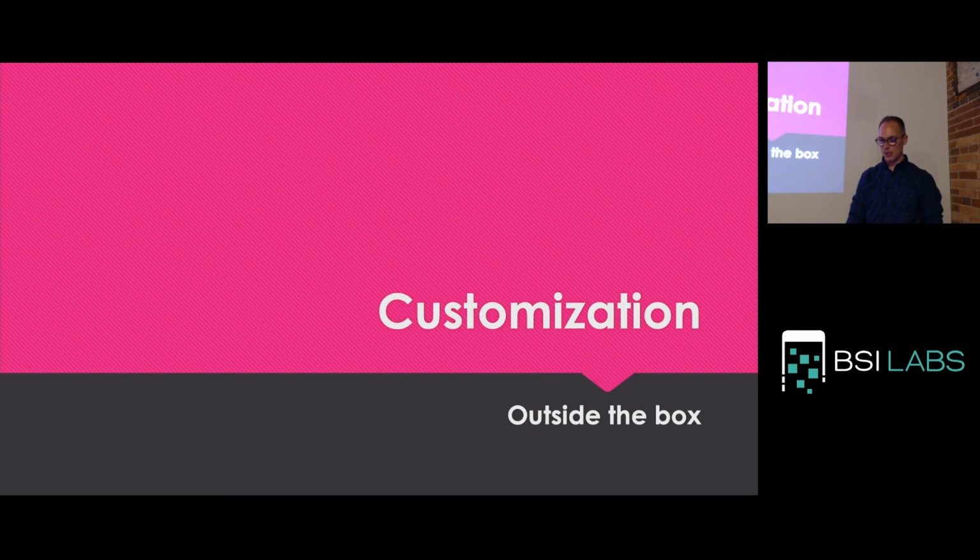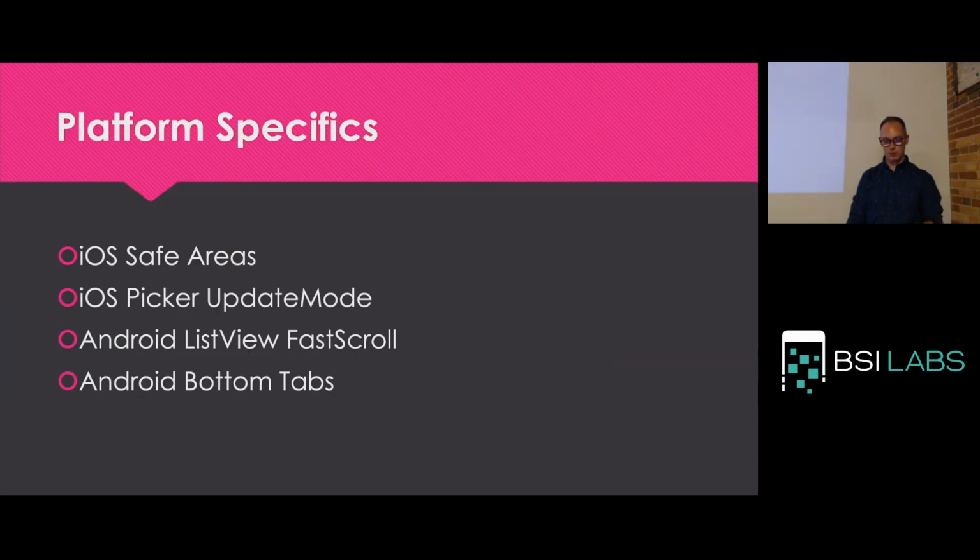So some customization, just want to cruise through these quickly. Platform specifics are your friend. This is something that's relatively new, I think, since Xamarin 3.2 or 3.3. So this basically exposes native specific properties. So if you think of Xamarin Forms as a Venn diagram, really it's three circles: iOS, Android, UWP.